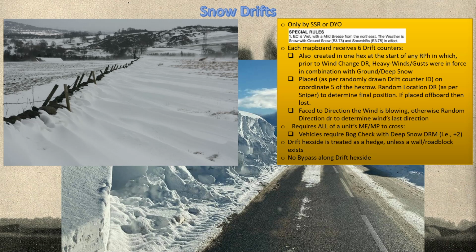You can also create further drift counters at the start of any rally phase, in which prior to the wind change die roll, any heavy winds or gusts were in force, and there's some combination of ground or deep snow. Again, you'll be creating one per hex anytime those conditions are met.